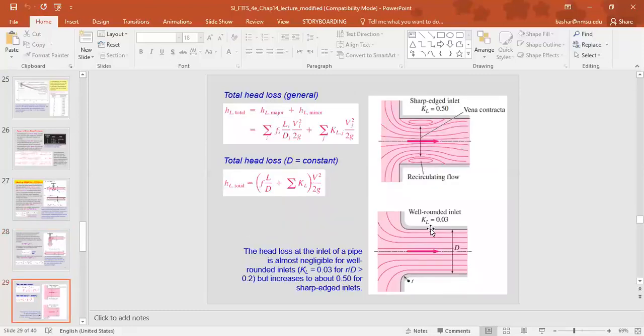The total head loss equals the major head loss plus the minor head loss, which are given through these two equations. The sum depends on how many components we have. So we need to add the sum.